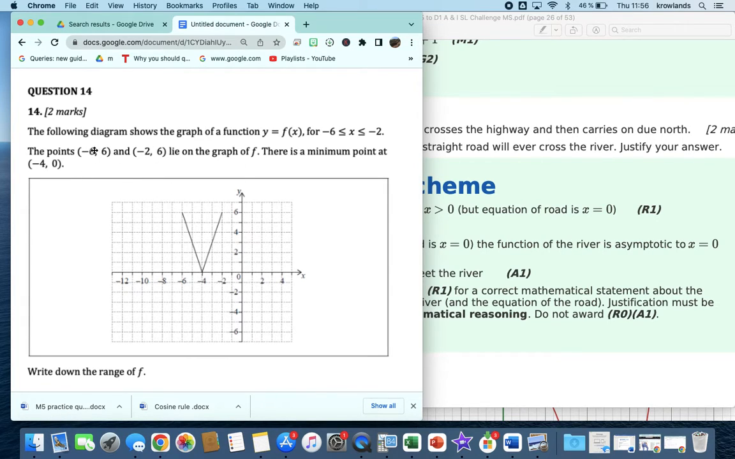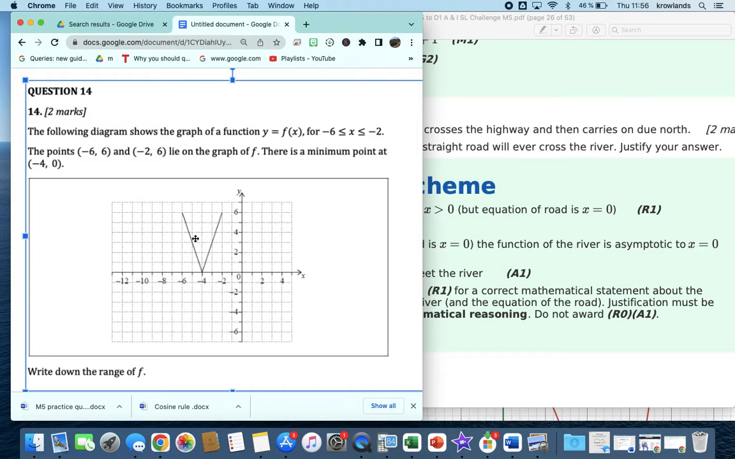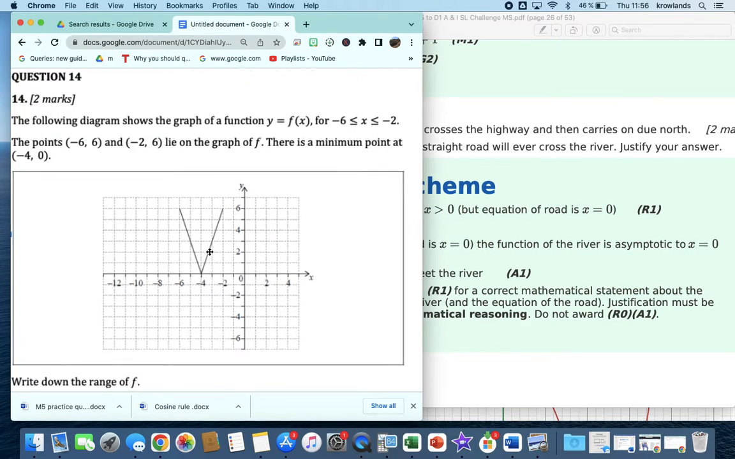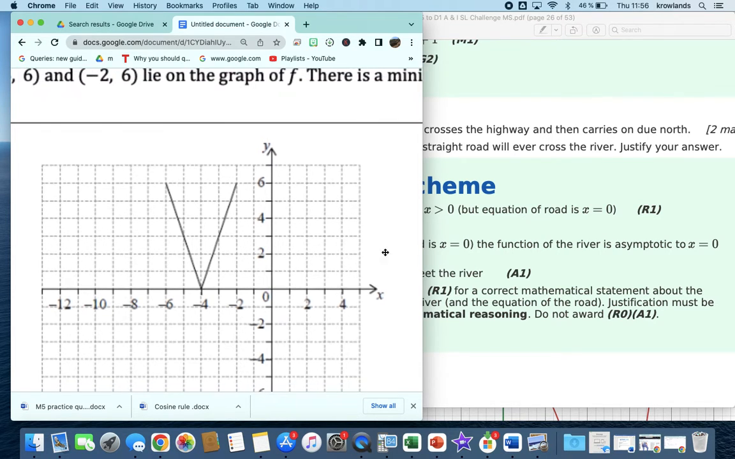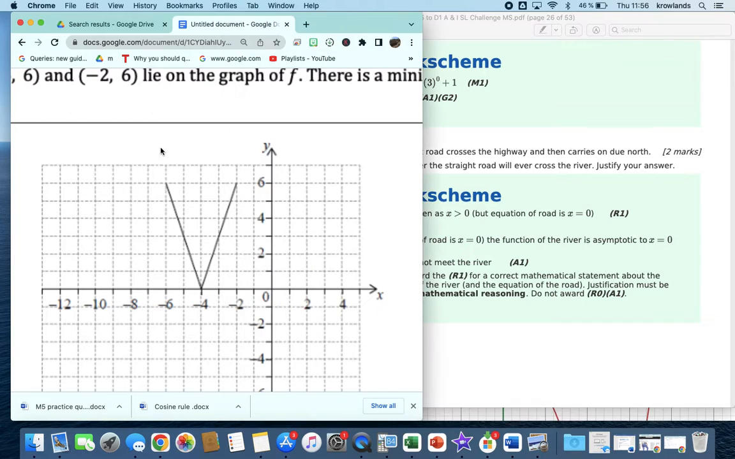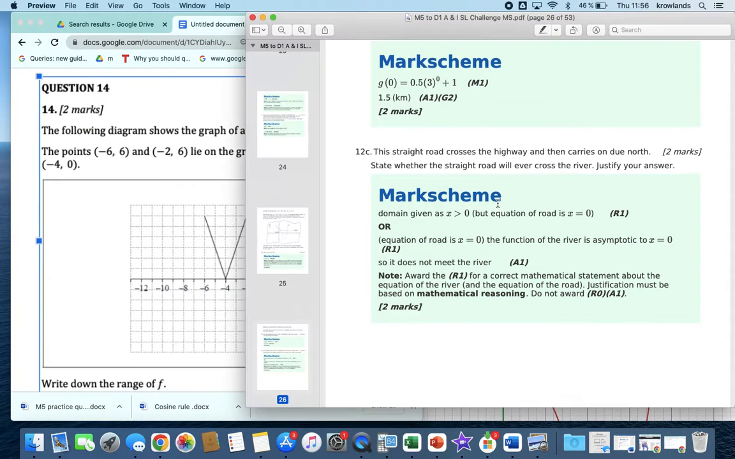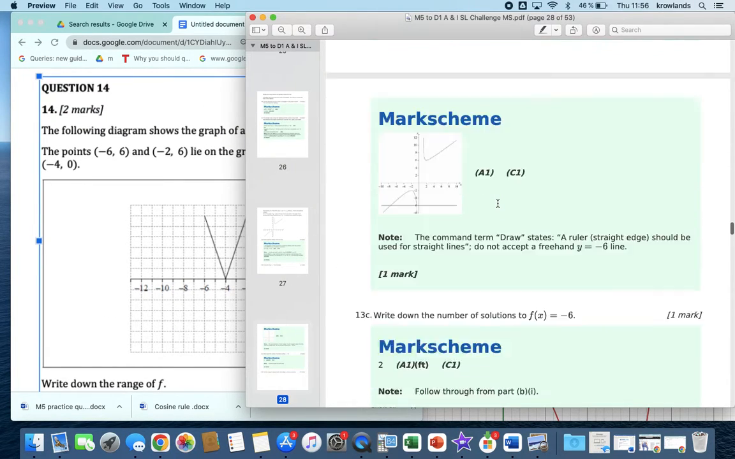For this particular question, you don't really need to read it because the actual punchline to the question is at the bottom. Write down the range of f. So the range of f is completely different to the domain because this time we're focusing on the y value. So you can see that this function varies between 0 and 6. So all we do is we write an inequality between 0 and 6. I'm going to show you the answer now.